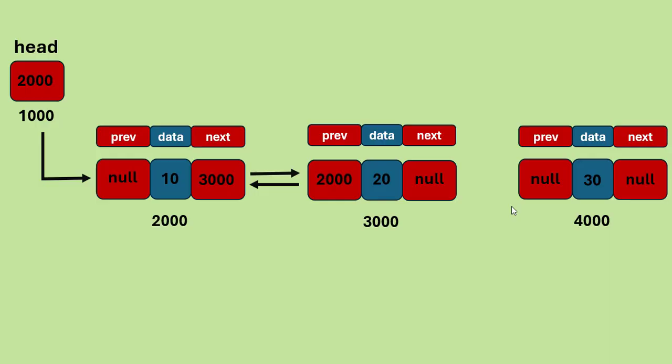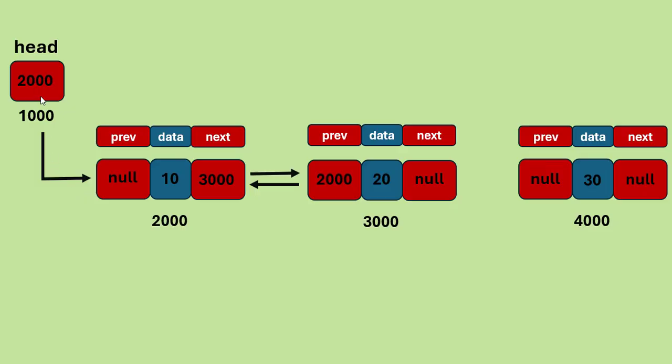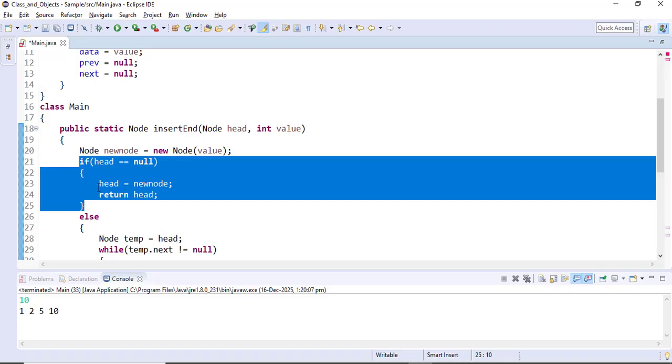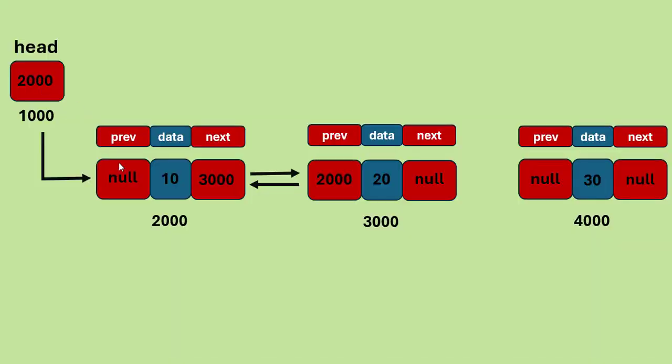That is also done. Now check the condition whether head is equal to null. Head is having the value 2000, so head is not equal to null. The condition becomes false, so I'll go to the else part. Now I'll take an object called temp and initialize it with the value of head. The value of head is 2000, so temp is pointing to the first node, 2000.